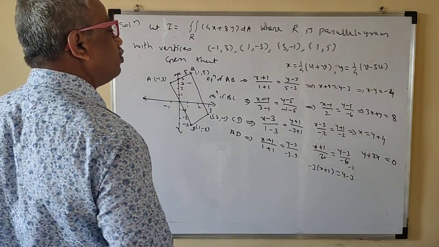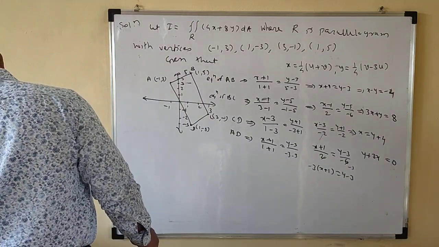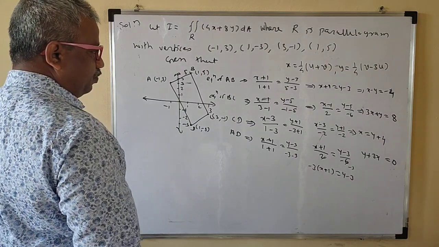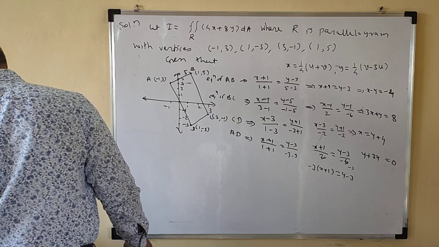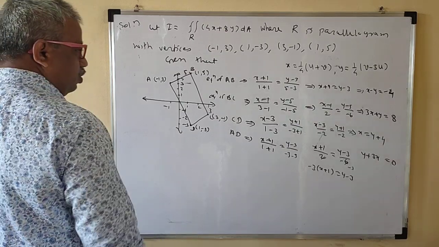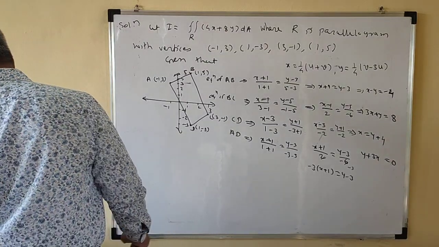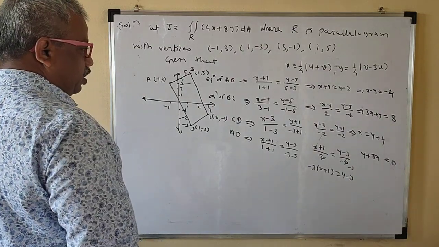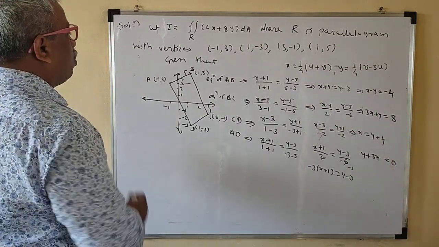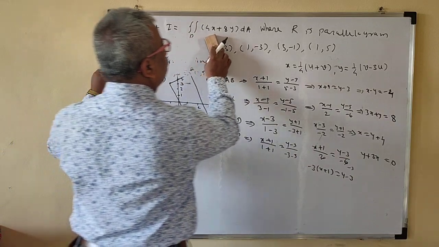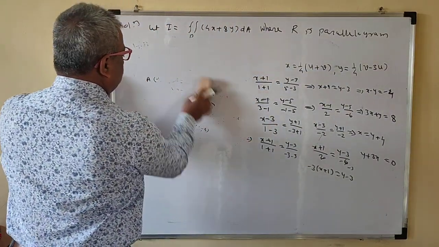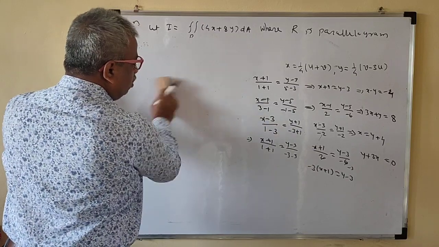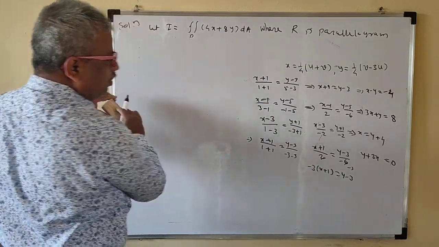So first equation is what? We get x minus y is equal to minus 4. Next equation, 3x plus y is equal to 8. Okay. So I write all these equations here, just because I want the space.